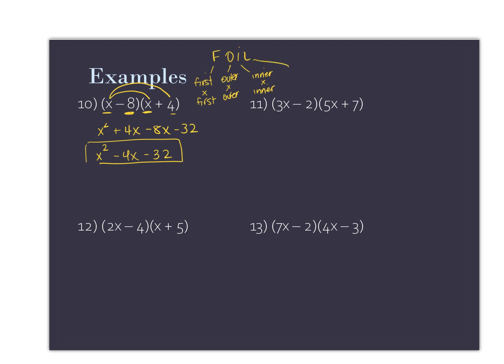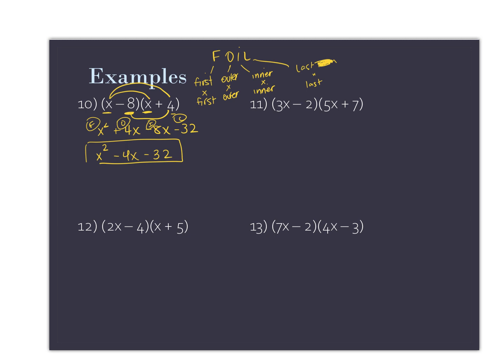And then the L stands for the last term times the last term. So last times last. I don't even have the right term, right? And that's the negative 8 times the 4. So this here was the F, this is the O, this was the I, and this was the L. And it's just a reminder so you don't leave a step out. However, again, if you just see it as a double distributive property, it's the same thing.